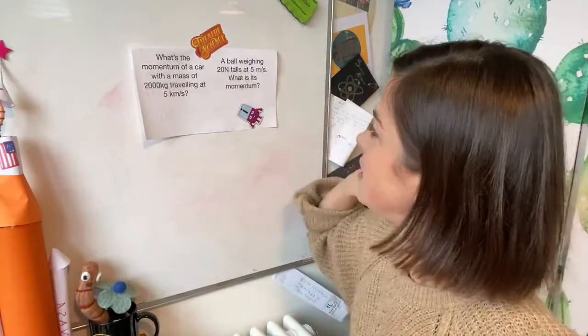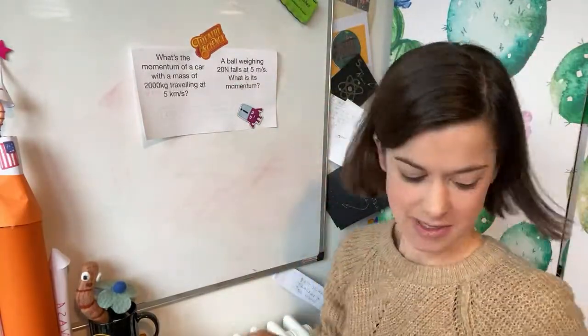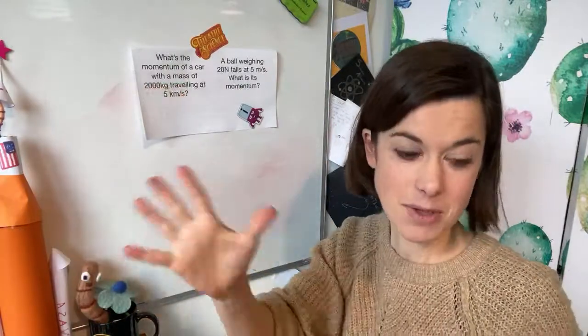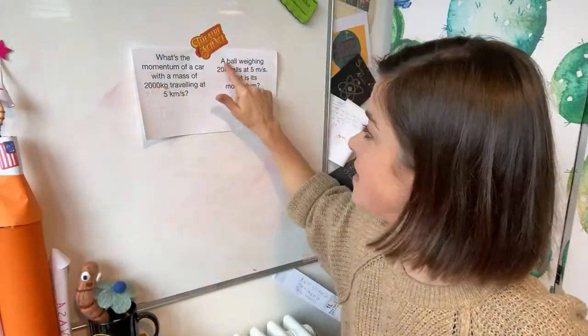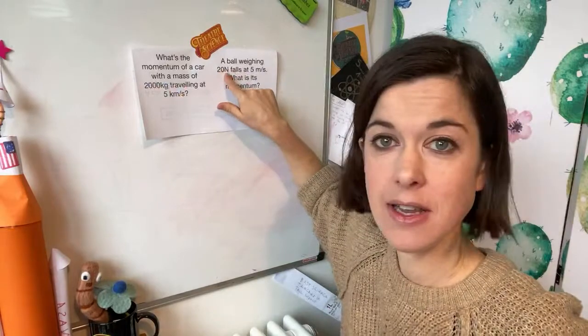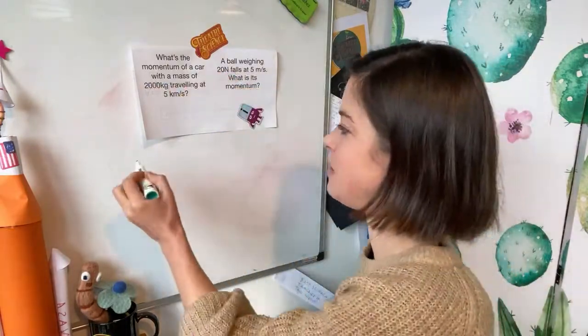A ball weighs 20 newtons. It falls at 5 meters per second. What is its momentum? Well, hang on. Momentum uses mass, doesn't it? We're going to have to change this weight, 20 newtons, into a mass. How do we do that? Do you remember the equation?